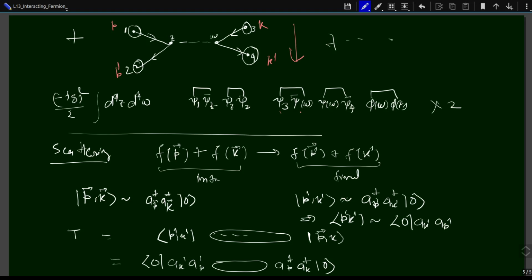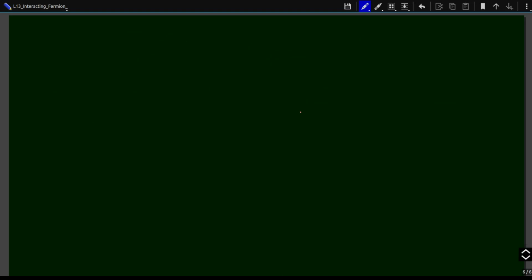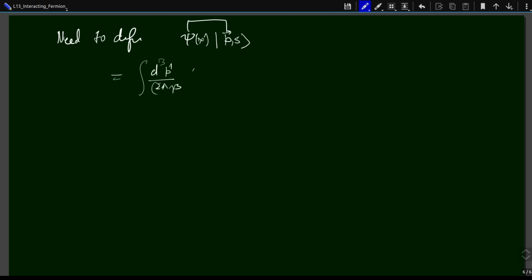So what I need when I'm doing the contraction, I need to define what a contraction is, meaning psi of x acting on P and S. So here the P vector and S spin are written in full, and this contraction I need to define, and this is given by d^3p' over 2 pi cubed, 1 by square root of twice P prime, sum over alpha. Actually there is no need of writing 2 terms.